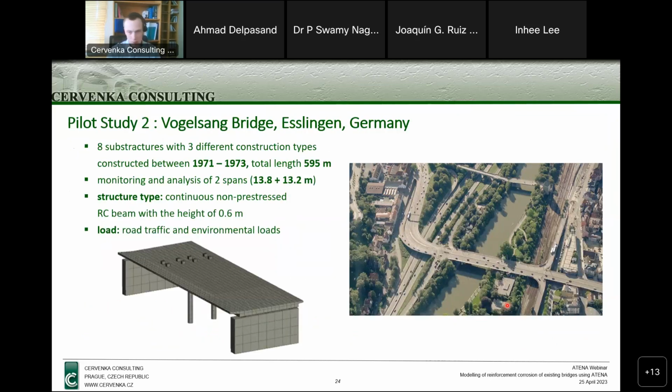So then a similar thing was done for the other structure, but I think we are a little bit running out of time, so we can leave it for the next time.